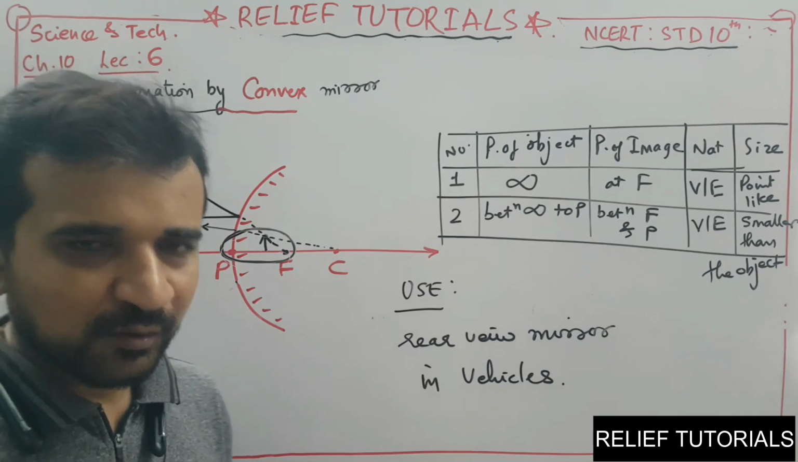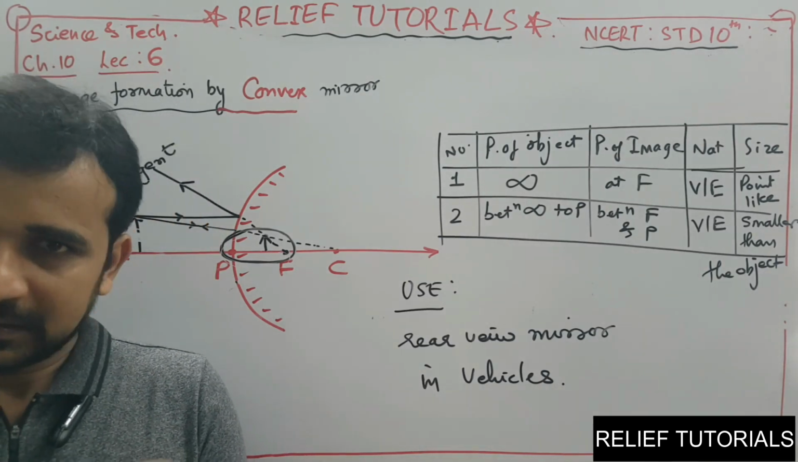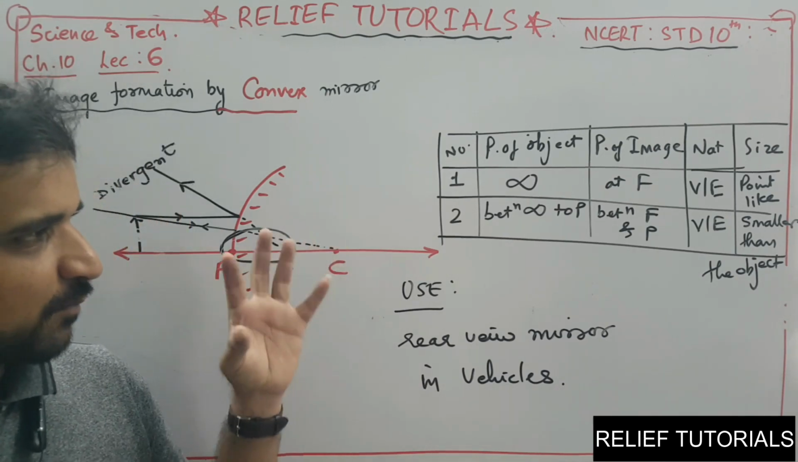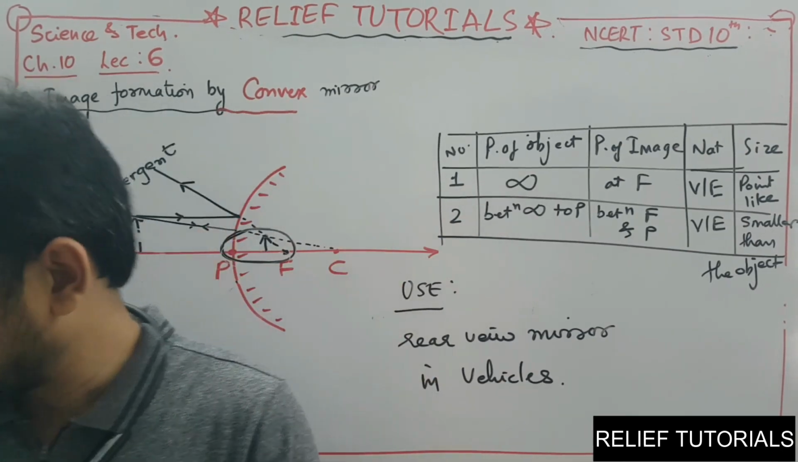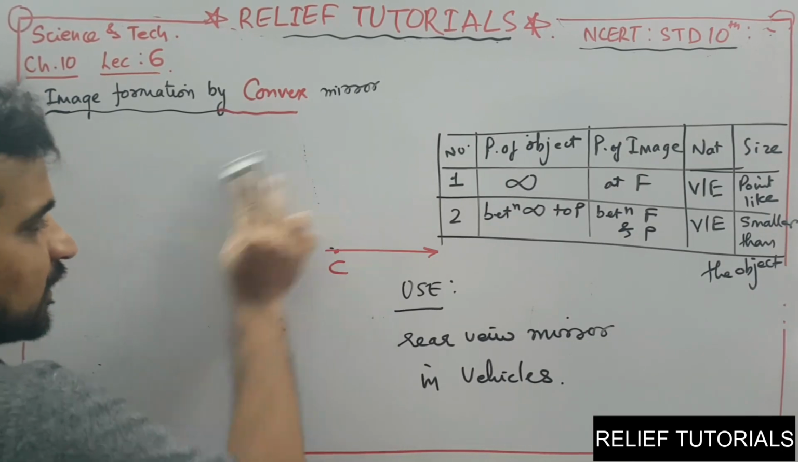So this is all about the image formation by concave mirrors and convex mirror. These are very important points to remember, because the next part of this chapter is all based on these cases of concave as well as convex mirror. So please make a note of it.